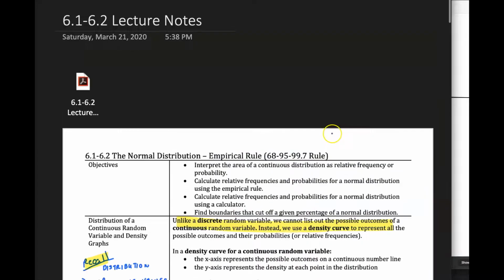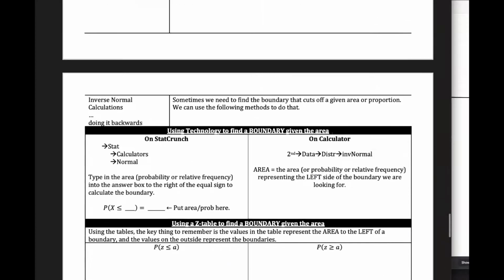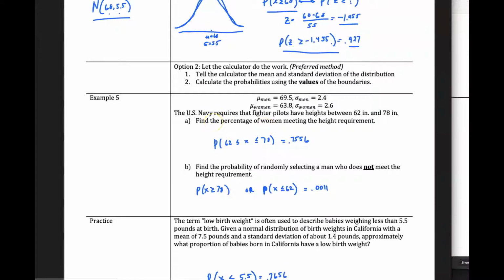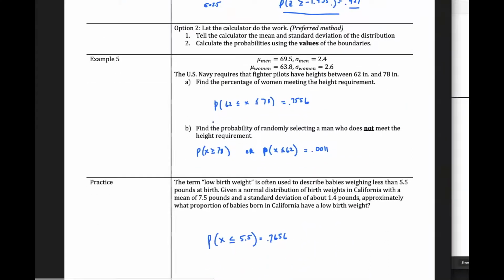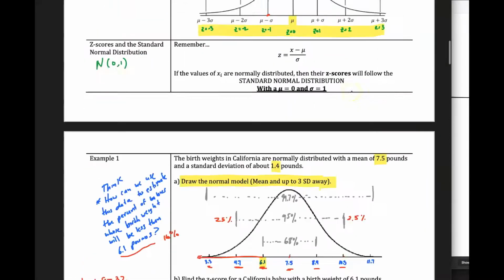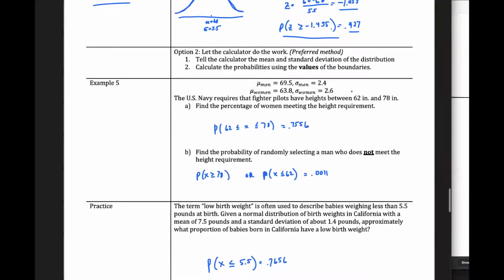Looking at a problem. The U.S. Navy requires fighter pilots to have weights of 62 to 70, have heights of 62 inches to 78 inches. What percentage of women meet this requirement?